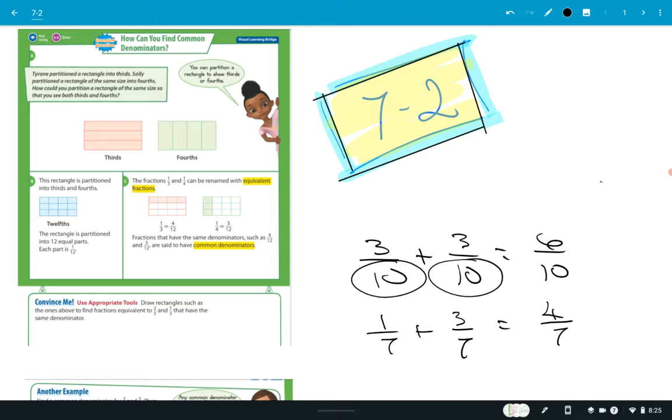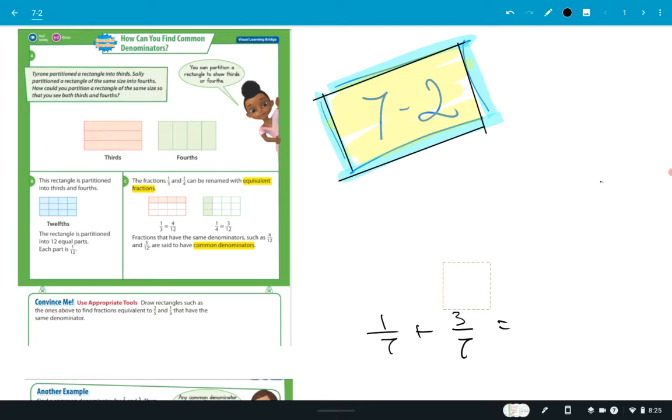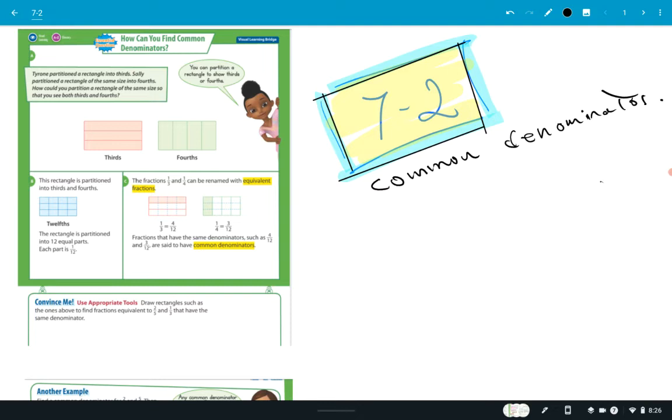You're going to start dealing with fractions where the denominators are not the same, and you need to find what's called a common denominator. I'm not sure how to spell that. Do they have it there somewhere? Yeah. Common denominator, okay?